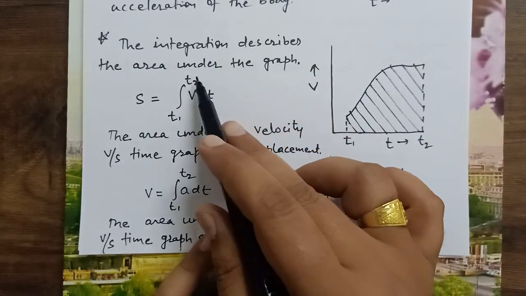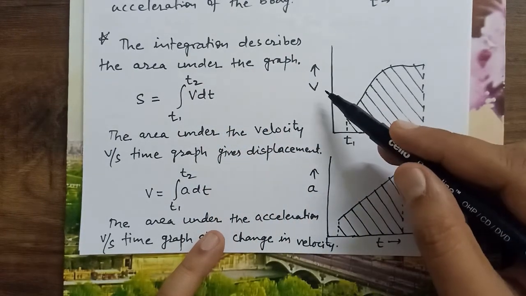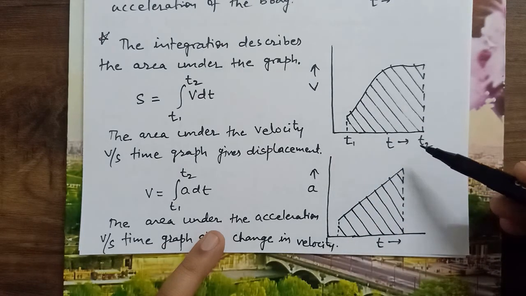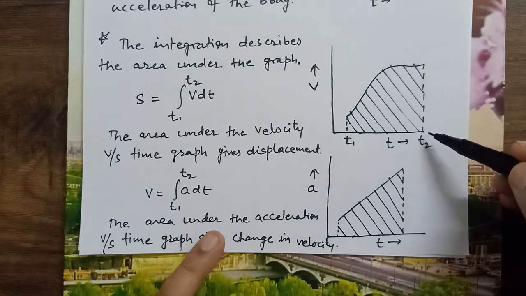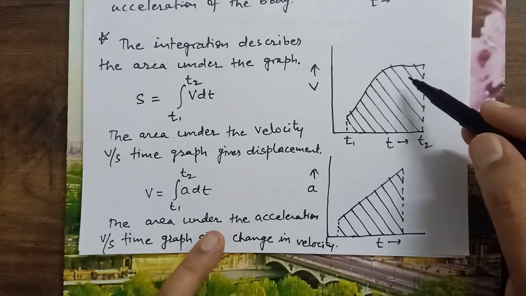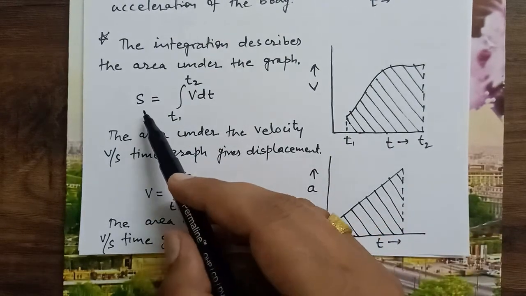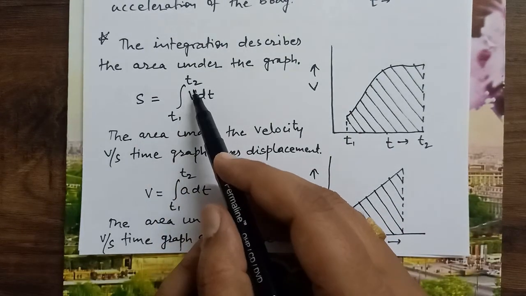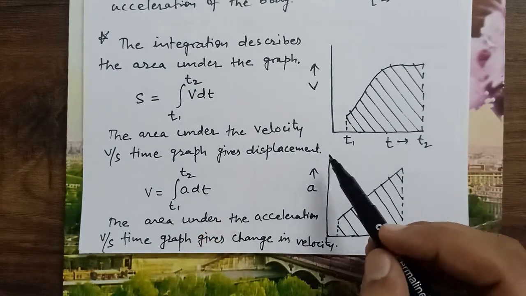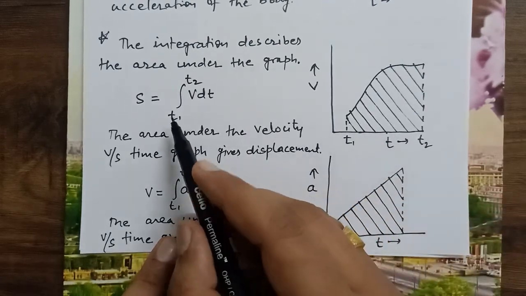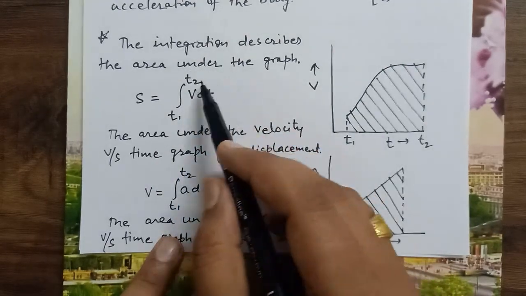The integration describes the area under the graph. Here a graph is plotted between velocity and time, and the graph may be of any shape. I denoted the initial time t1 and final time t2, and the shaded part is the area under the graph. We describe this as the integral of v dt from t1 to t2. This total area gives us the displacement between these two times, t1 to t2. So the area under the velocity versus time graph gives displacement.